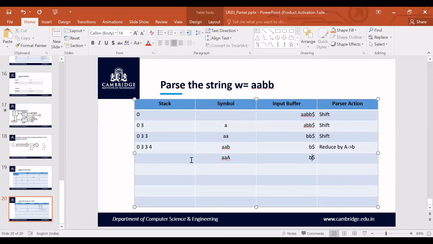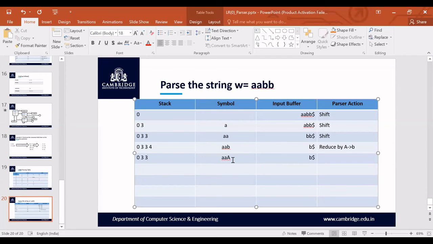Okay. Now, how many symbols have you reduced in the previous step? It is only one symbol. You can check the production rule. You are reducing only one symbol, that is B is replaced by A. Fine. So how many symbols are you supposed to pop out of the stack? Only one symbol, because you have reduced only one symbol by the production rule. Now I am popping out 4.